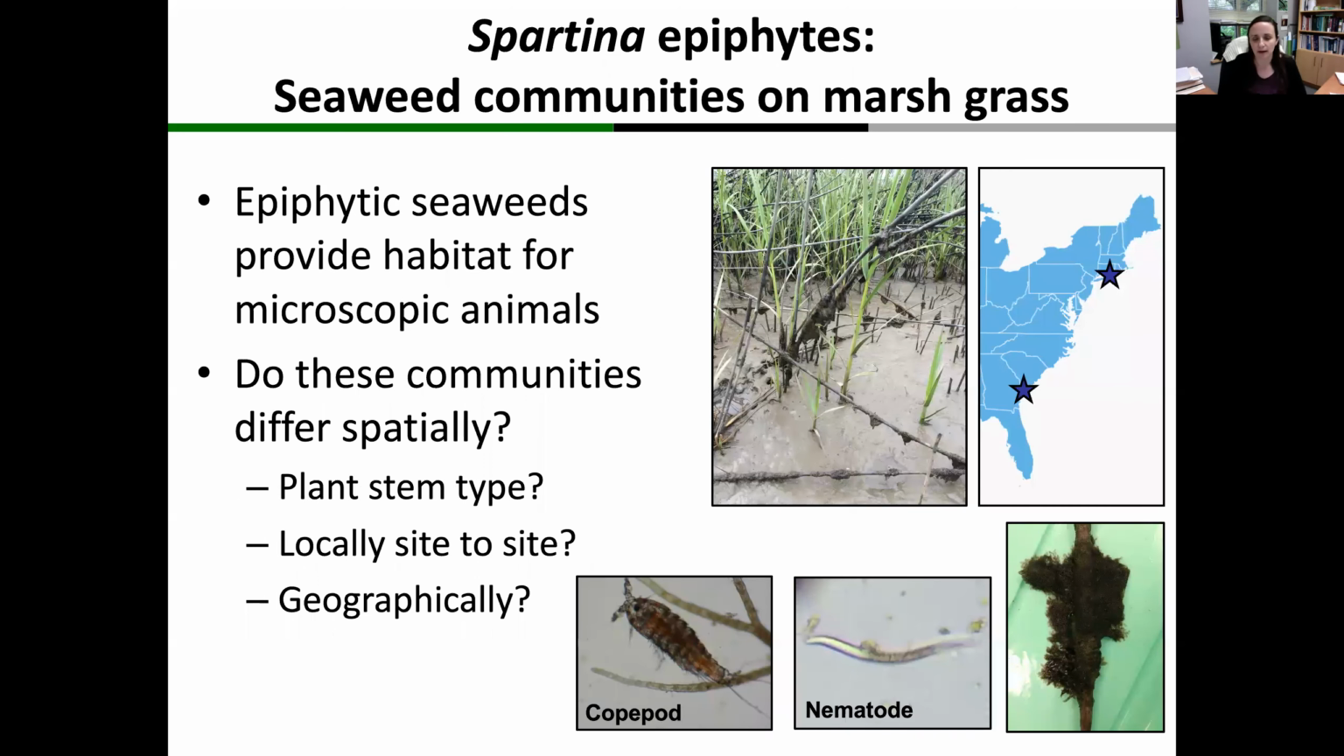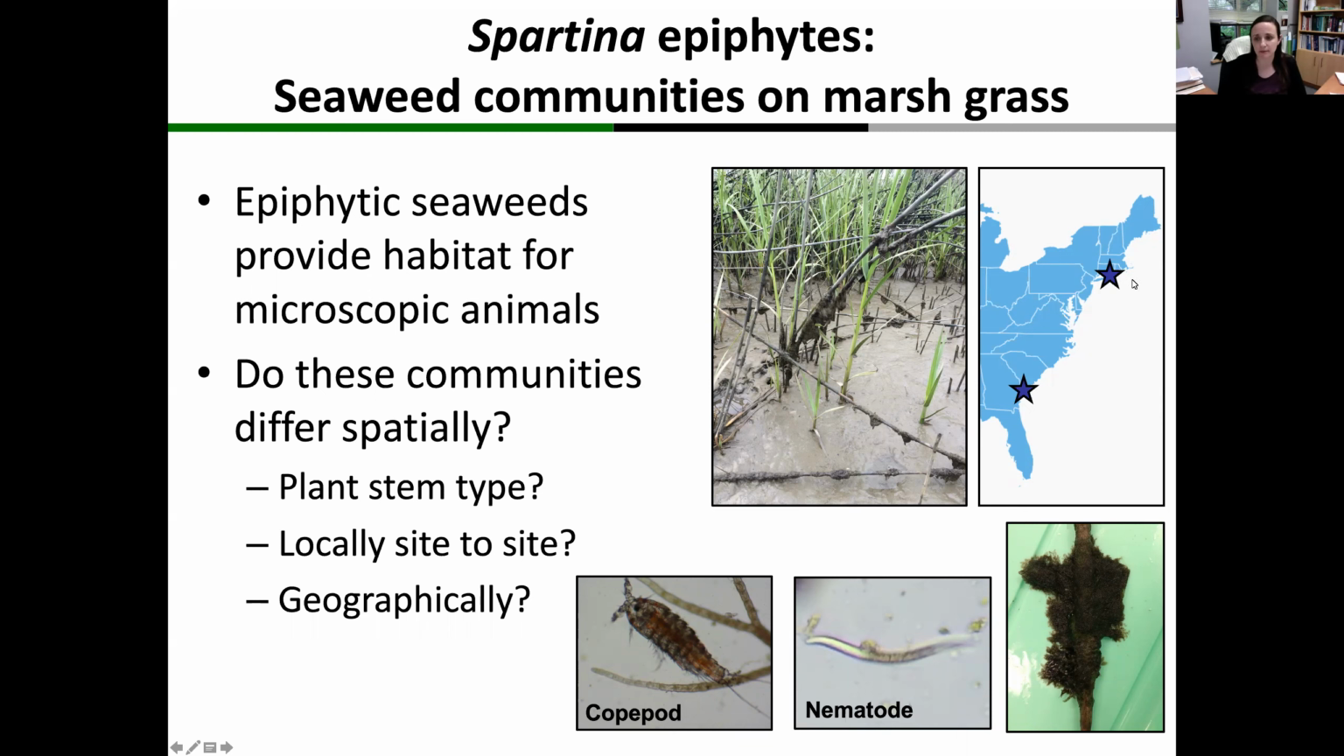Within the salt marsh, we have examined epiphytic communities. Epiphytes are just plants or algae that grow on top of other plants and algae. And so here, the epiphyte is this algal organism, the seaweed that is growing on top of this Spartina stem. And it may not look like much, it's kind of small, but that epiphytic algal organism is a forest for a small invertebrate animal. And so we have been examining what types of algae grow on these stems, how those communities differ between locations within Georgia, how they differ geographically.